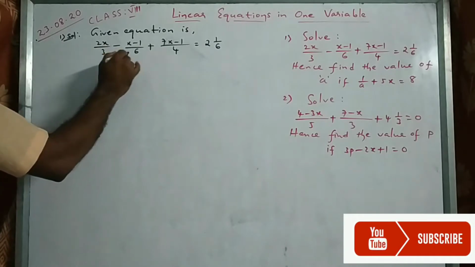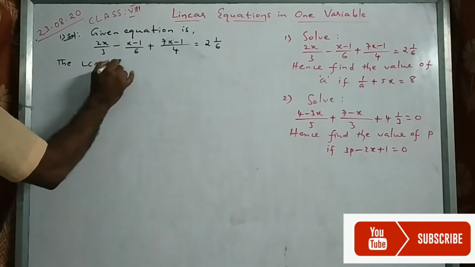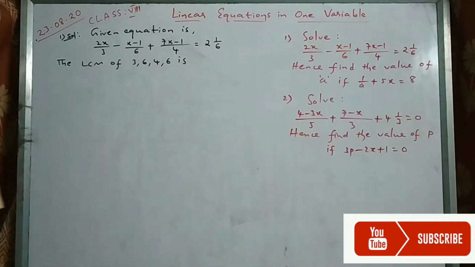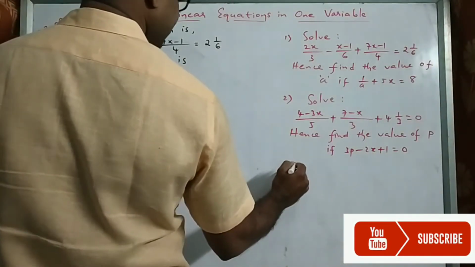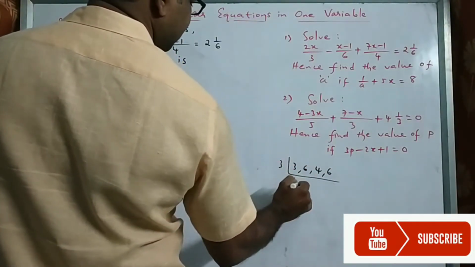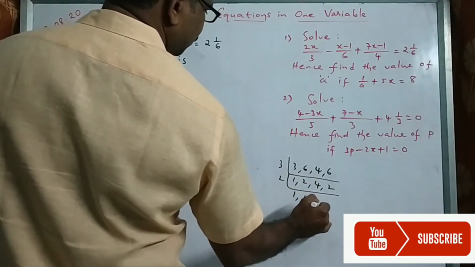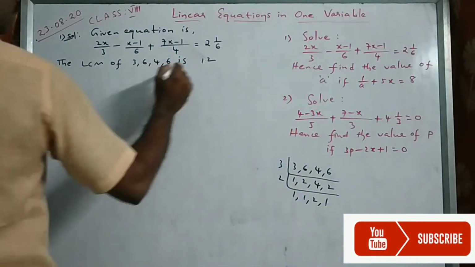So take the LCM of denominators. The LCM of 3, 6, 4, 6 is, 3 ones are 3, 2 twos are 4, 3 twos are 6, 6 twos are 12. So what should you do?